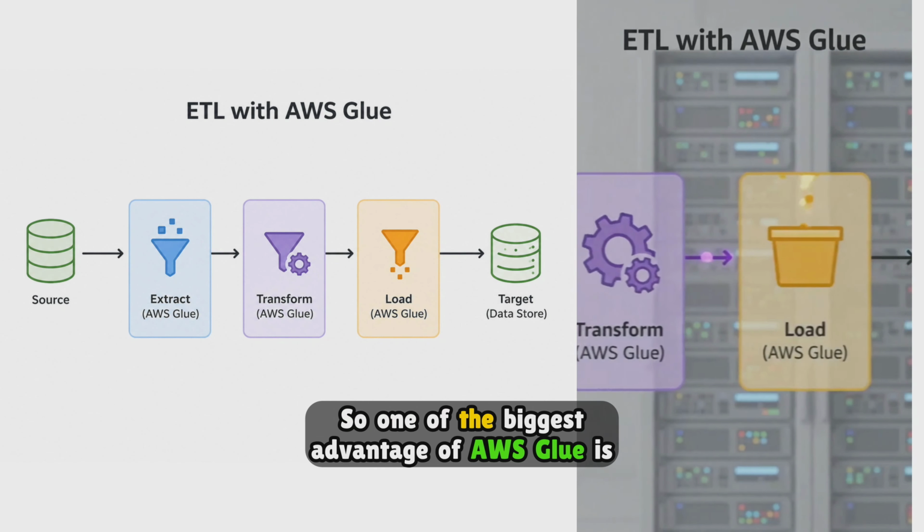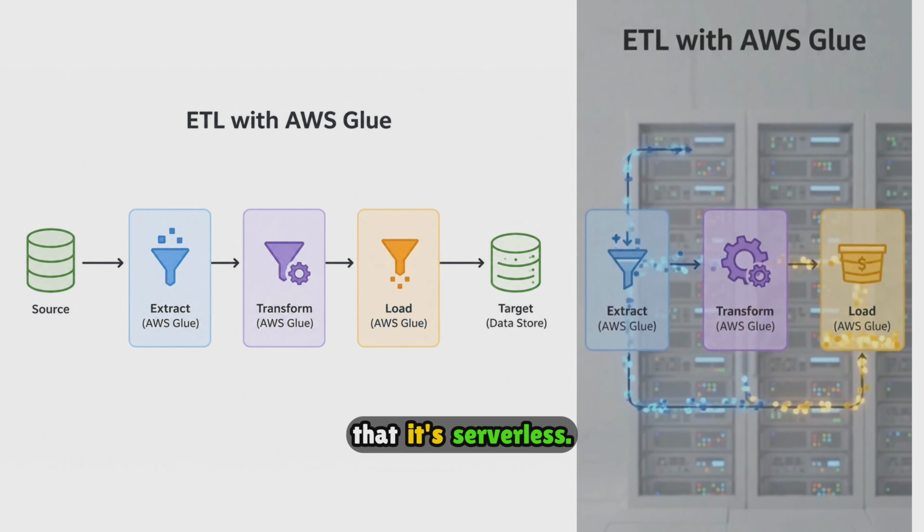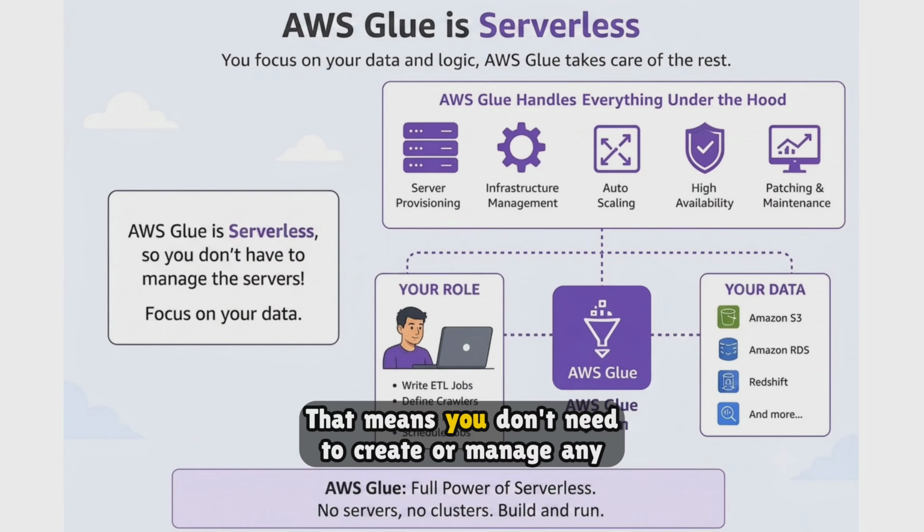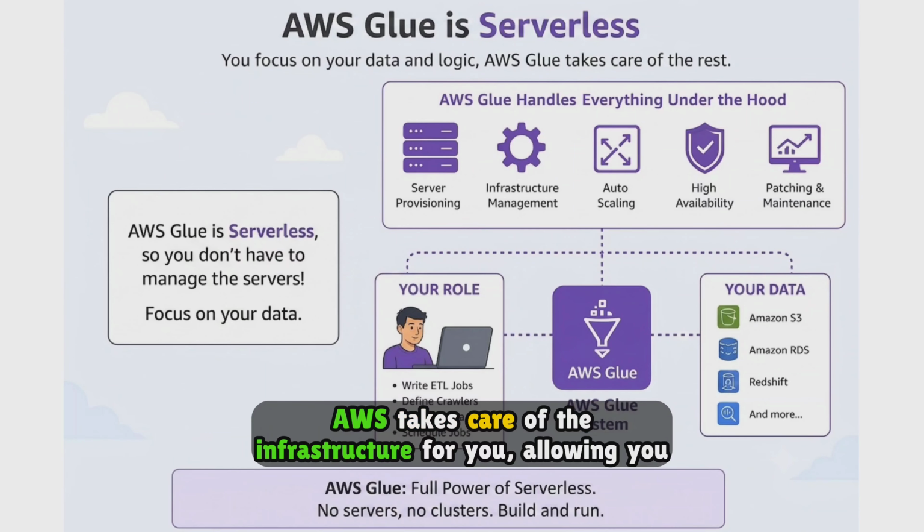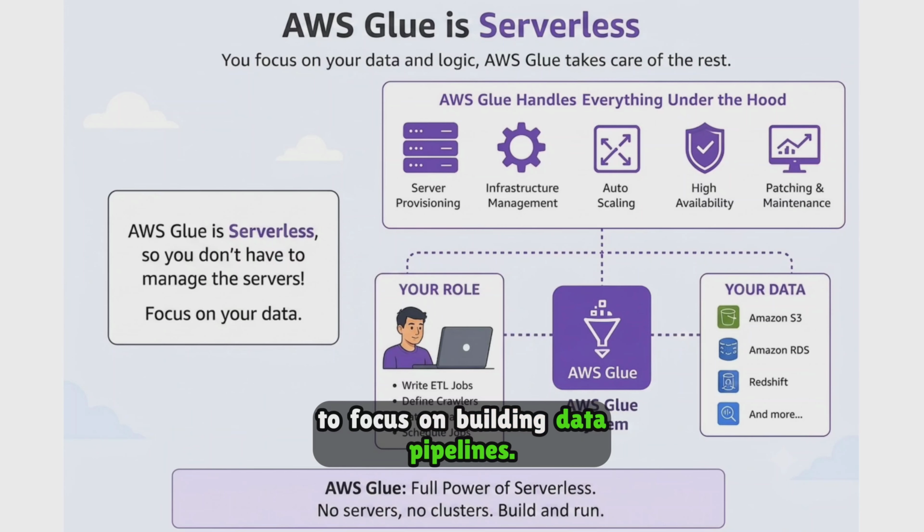So one of the biggest advantages of AWS Glue is that it's serverless. That means you don't need to create or manage any servers. AWS takes care of the infrastructure for you, allowing you to focus on building data pipelines.